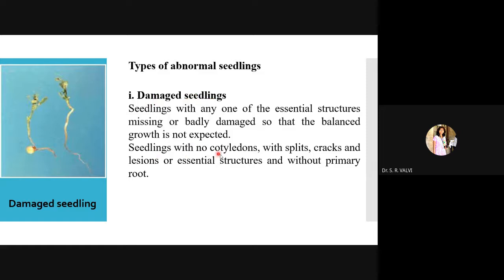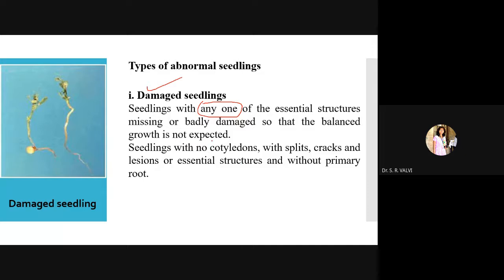So a seedling with no cotyledon, with splits, cracks and lesions or missing essential structures, and without a primary root. Yes, right? So a seedling missing any one of these structures, not all, please do remember, not all, any one. Okay, so if any one of the structures is missing, then you have to call the seedling a damaged seedling.